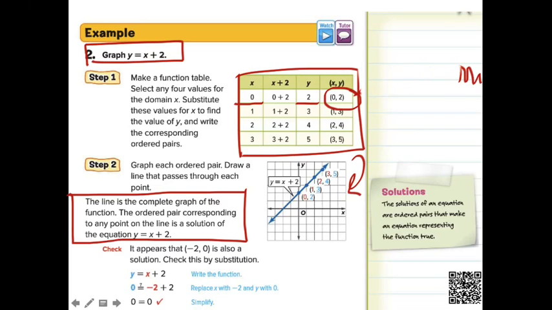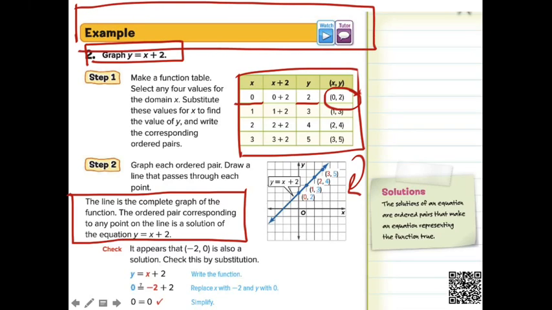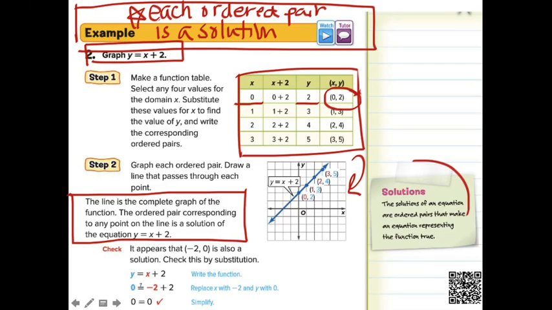What I want you to do, somewhere up around this example area, is write: each ordered pair is a solution. You'll notice the little sticky note on the side says that as well: the solutions of an equation are ordered pairs that make it true. I do want you to write this on your own, though. I want your hand to do that.